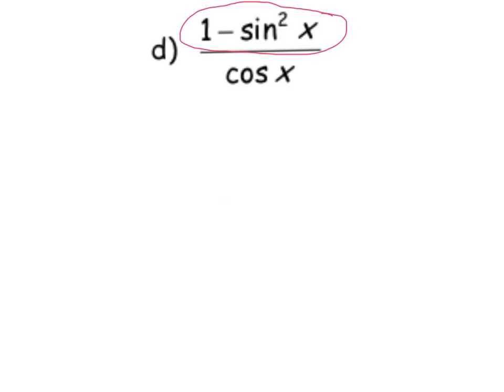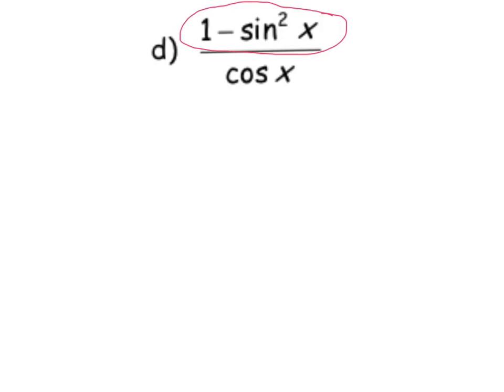I want you to look on your page and see if you can find what 1 minus sine squared is equal to. And then I want you to simplify this, okay? So pause the video and see if you can simplify this. All right, 1 minus sine squared, from, I believe, equation 2 or 3, I think it's 2, is equal to cosine squared.